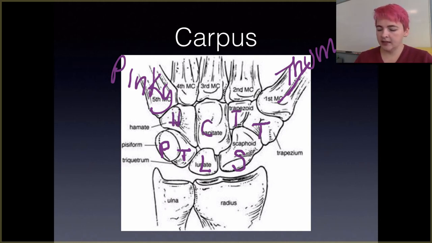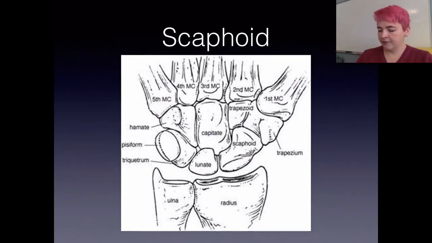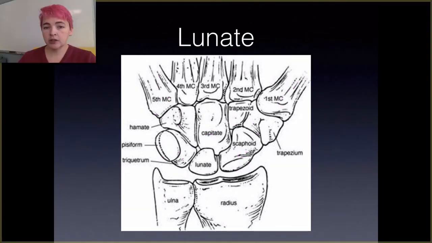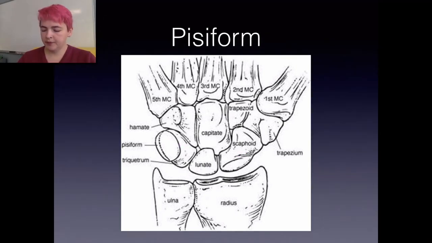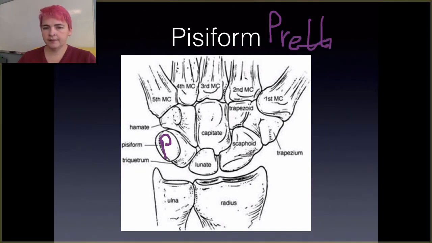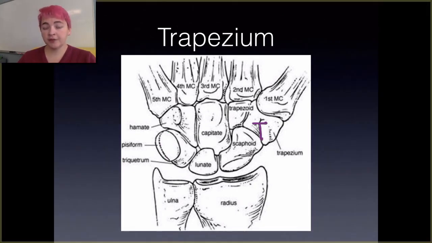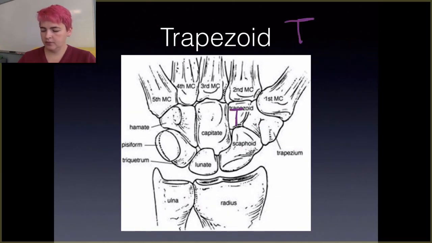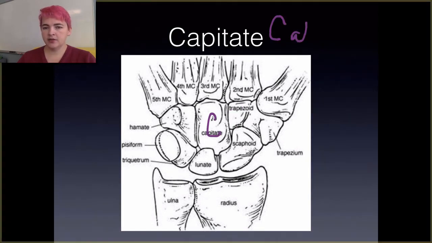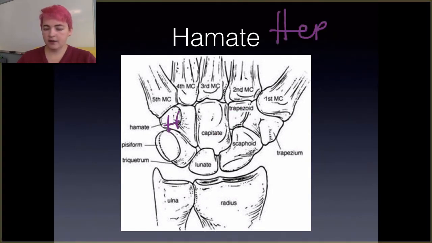There is a little saying to help you remember this. Scaphoid would be she. Lunate, looks. Triquetrum, too. Pisiform, pretty. Back to the thumb. Trapezium is under the thumb. This would be try. Trapezoid, to. Capitate, catch. Hamate, her. She looks too pretty.